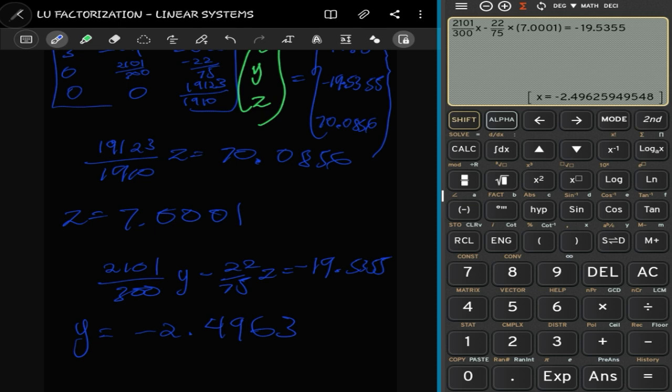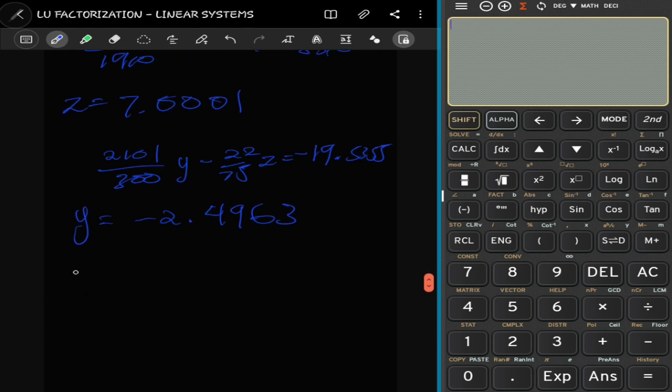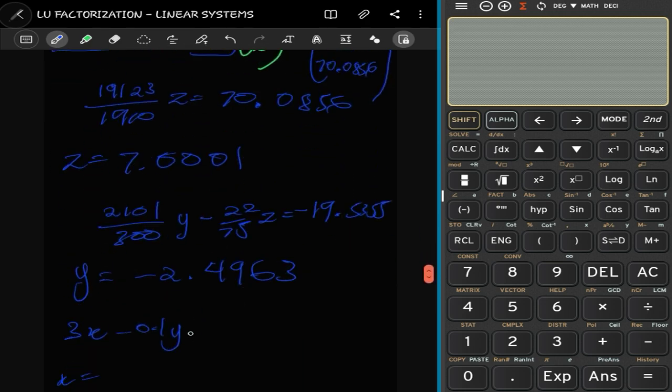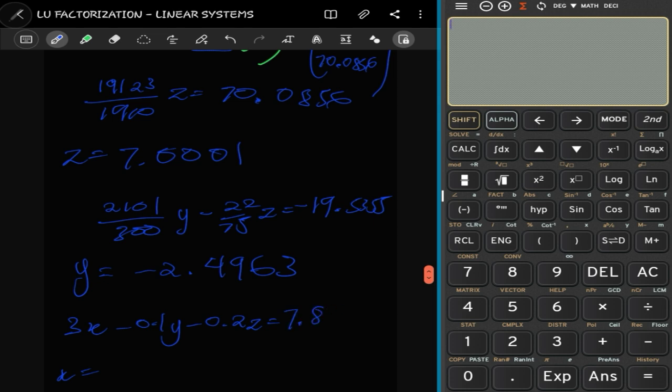The next thing is for us to find our x. So how do you go about that? Let's write the equation out. That's 3x, I need to find x, right? That's 3x minus 0.1y minus 0.2z, and that should be equal to 7.85. At times the z can get confusing, so for me, I'll make a capital. That way it's clearer for me.